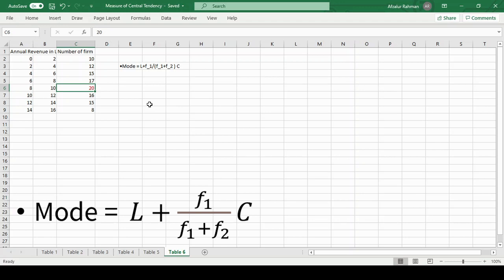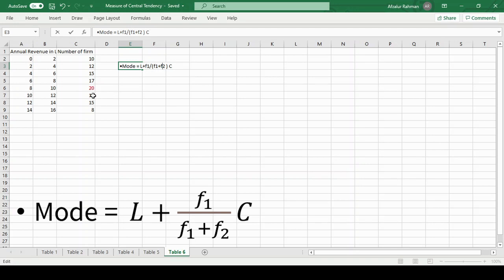So what will be the L? Lower limit of this class means 8. L is 8. And what is F1? What is F1 and what is F2? So F1, I told, is 20 minus 17. F2 is equal to 20 minus 16.